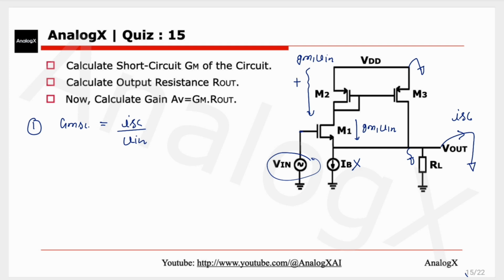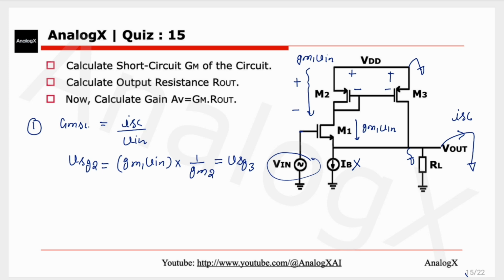So the drop across that 1 by GM2 will be with this polarity. What will be this voltage? This voltage will be VSG2. VSG2 will be the current, that is GM1 V in, into the resistance. Resistance is 1 by GM2, and this is also equal to VSG3. So they both are the same.